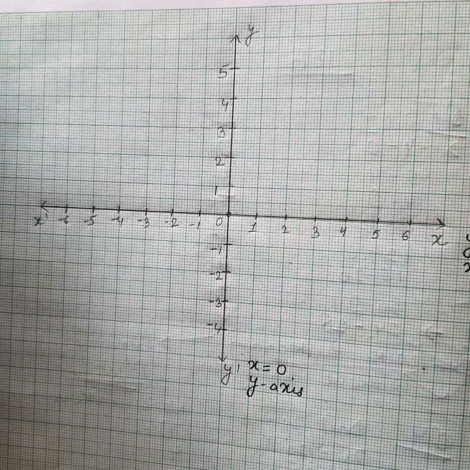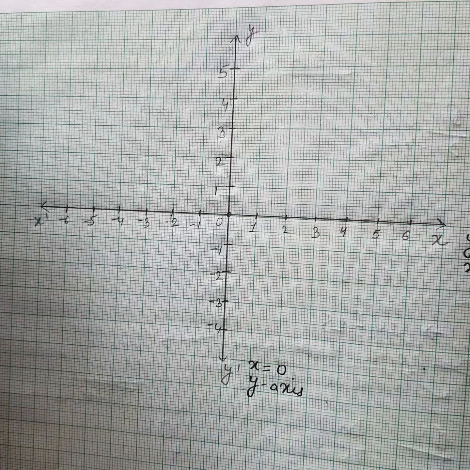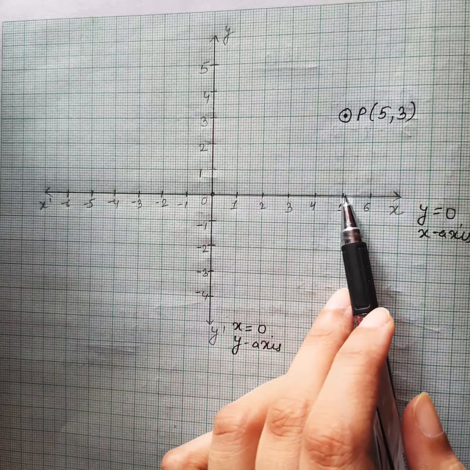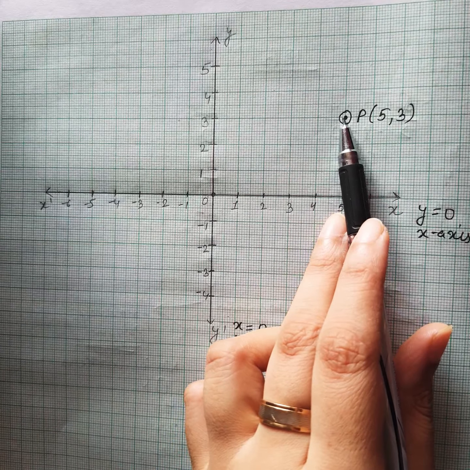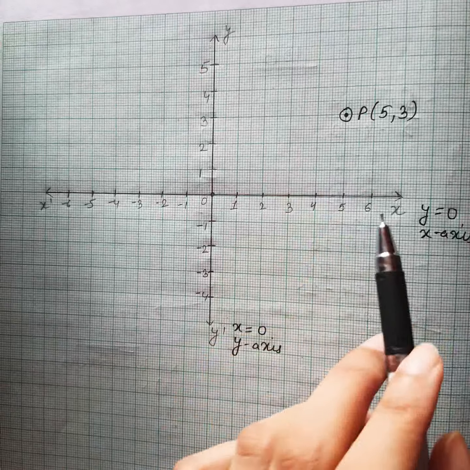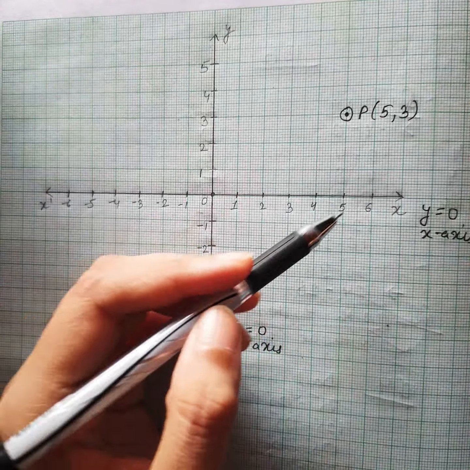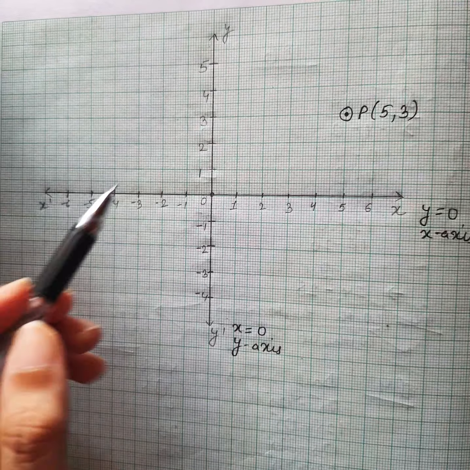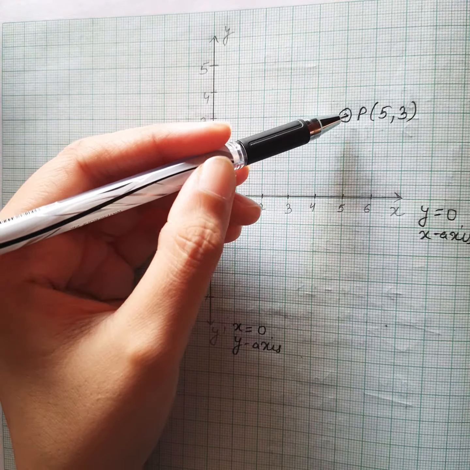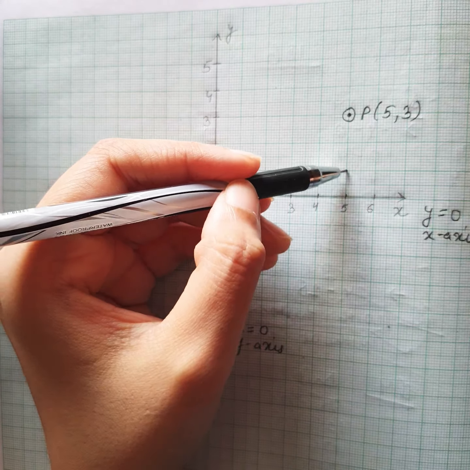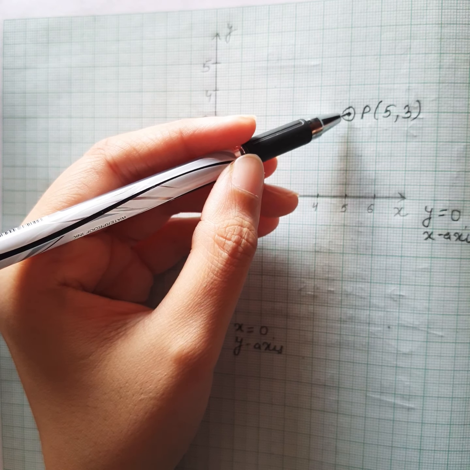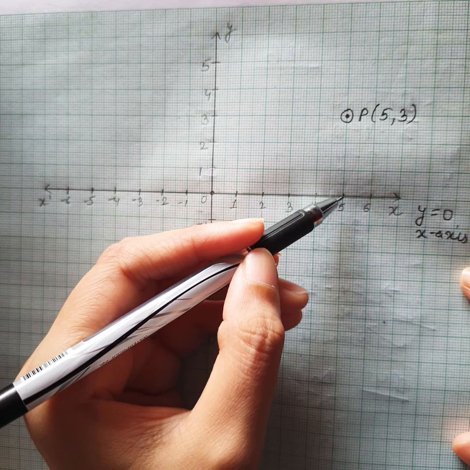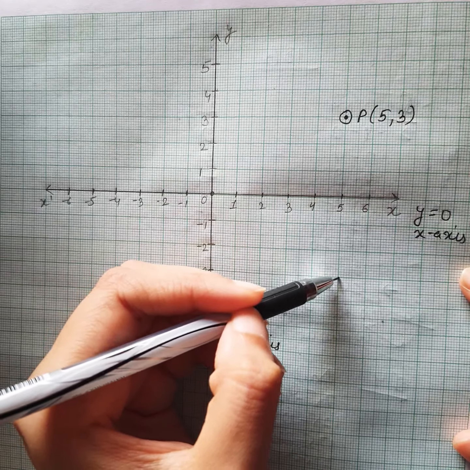Now if we have a point, say P(5, 3), so 5 here and 3 on y-axis. I want to reflect this along x-axis. In that case, x-axis will act as a mirror line and the point is 3 units above the mirror line, so the reflected point will be 3 units down here.